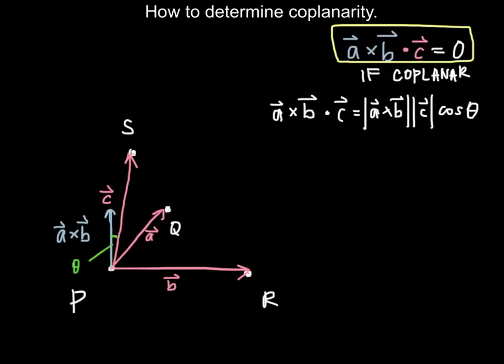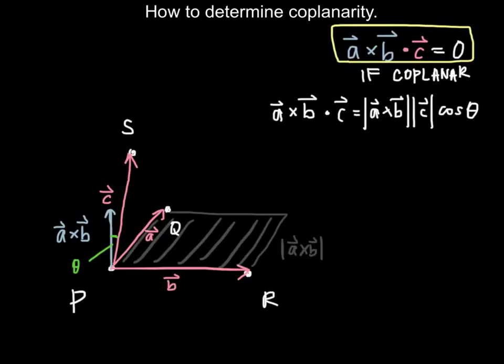Now let's go left to right. The magnitude of A cross B. Well, in our unit on the cross product, we discovered that the magnitude of the cross product is actually the area of the parallelogram spanned by the 2 vectors that you're taking the cross product of. Let's draw that parallelogram in here.